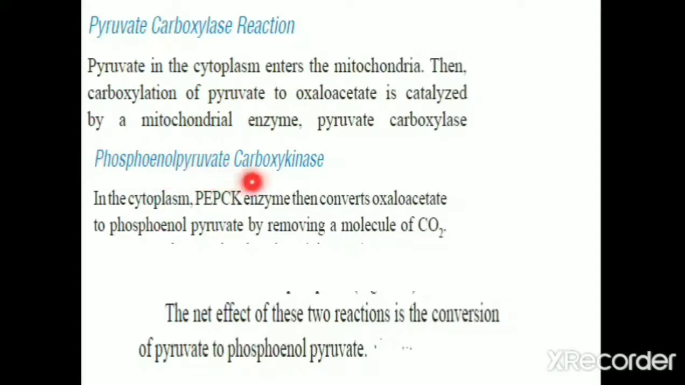The second enzyme is phosphoenol pyruvate carboxykinase, which mediates the conversion of oxaloacetate into phosphoenol pyruvate, and this enzyme is present in cytoplasm. So the net effect of these two reactions is the conversion of pyruvate into phosphoenol pyruvate.